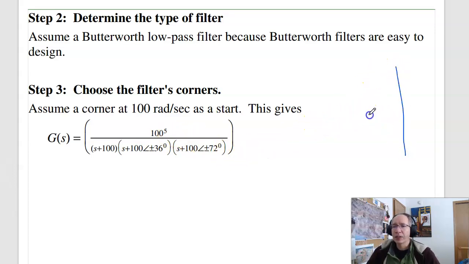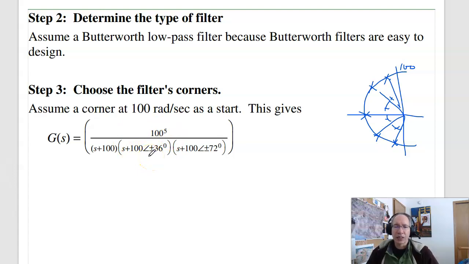Third, pick the corner frequency. And not knowing really what better to pick, let's make the corner 100 radians per second. So for a Butterworth filter, I'd scatter 5 poles symmetrically with a radius of 100. 180 over 5 is 36 degrees, so each pole is 36 degrees apart. So this would be my filter. That's the nice thing about Butterworth filters. They're pretty easy to design.